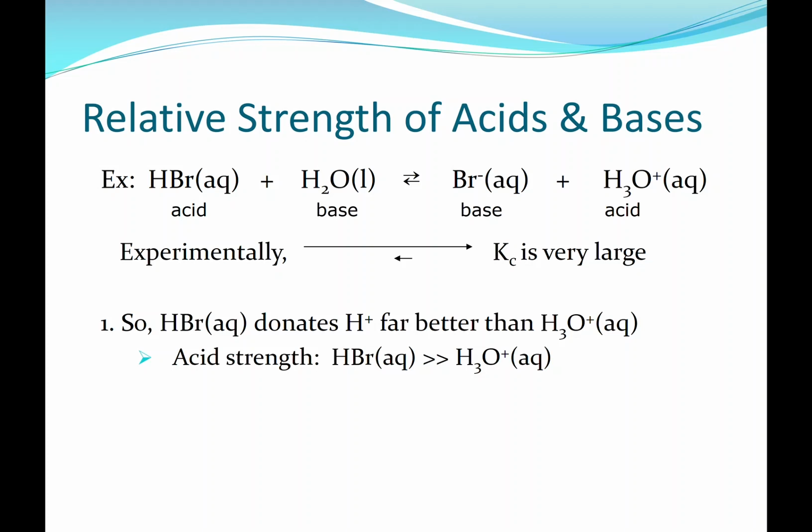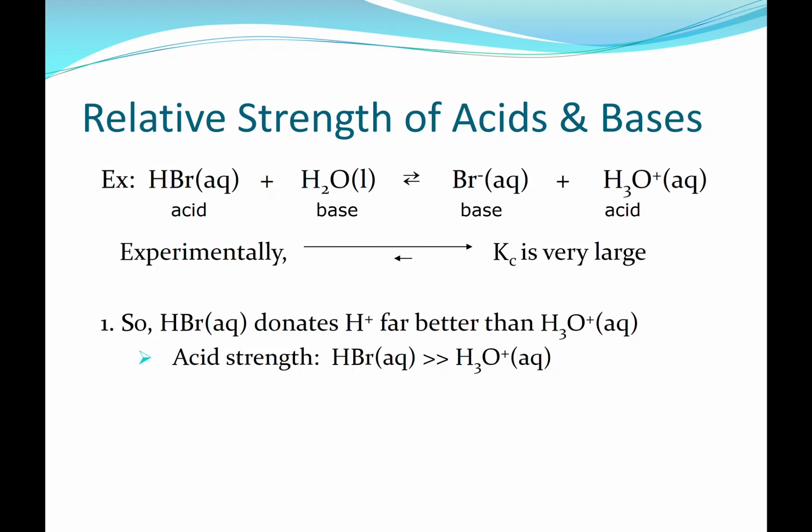Because experimentally we know that this is essentially completely products, that tells us that HBr is really good at donating its proton. In fact, it's much, much better at donating its proton than the hydronium ion is. If we look at the reverse reaction, it would be hydronium ion donating the proton, and Br minus accepting the proton. So we can compare the strength of HBr and the hydronium ion. This tells us from the experimental data that in terms of acid strength, HBr is a better acid. It donates a proton far better than the hydronium ion does.